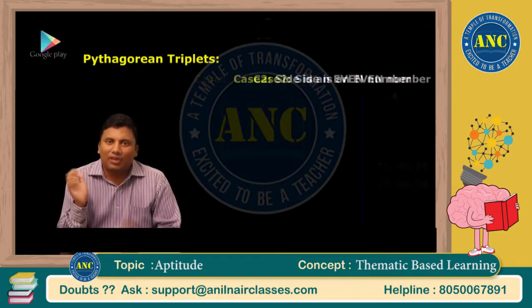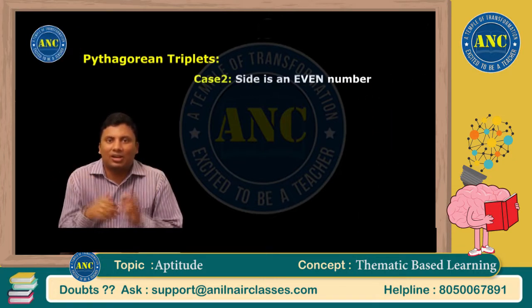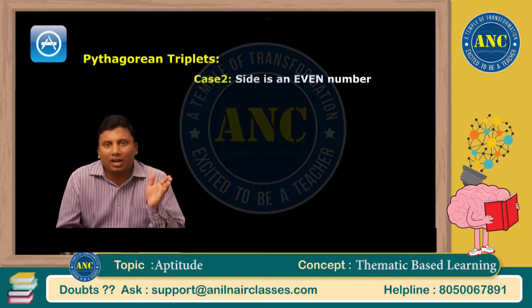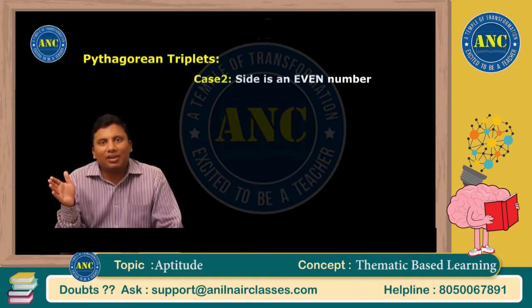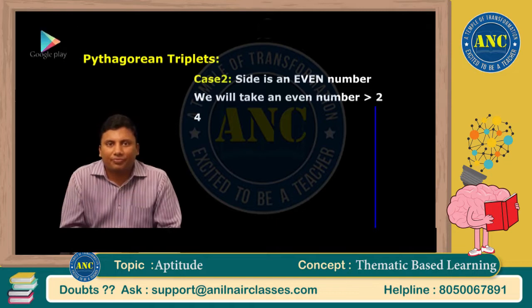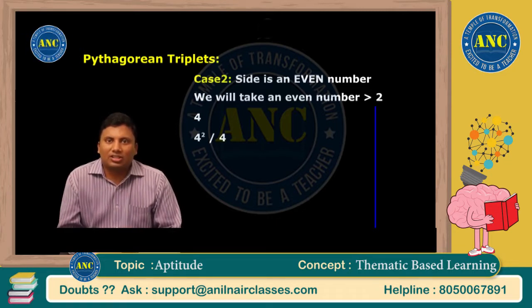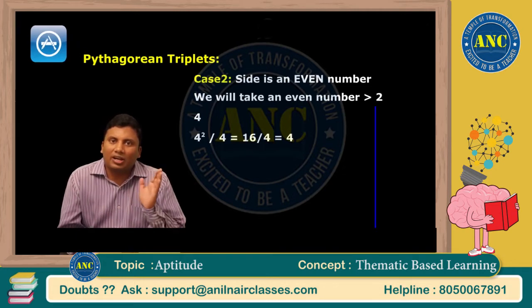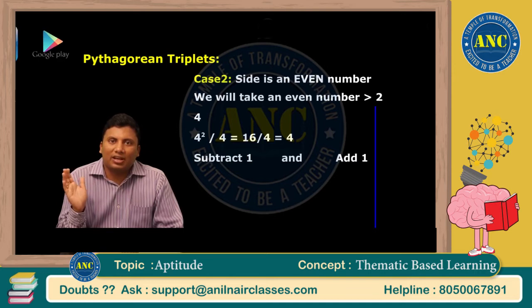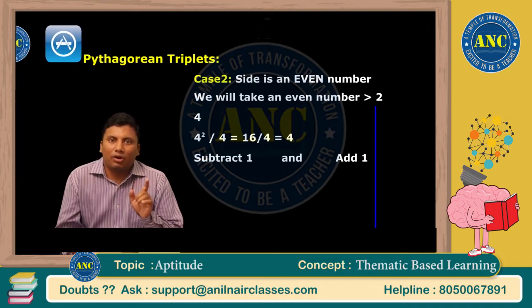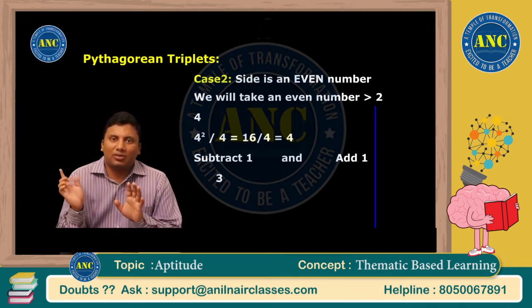Next, case 2. We have taken a case where the side is an odd number. Now we will take a case where the side is an even number. We took an odd number greater than 1; now we take an even number greater than 2. Take 4. Square it and divide by 4: 16 by 4 is 4. In an odd number I did plus or minus 0.5; in an even number I do plus or minus 1. Subtract 1, add 1: 4 minus 1 is 3, 4 plus 1 is 5.